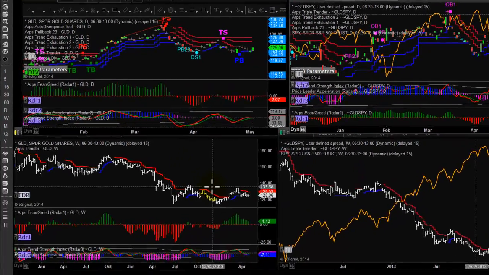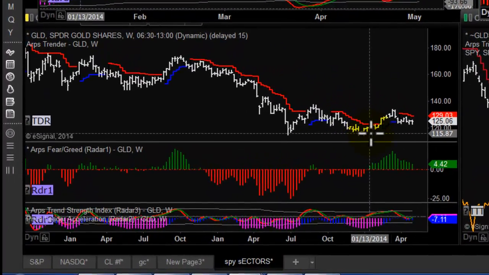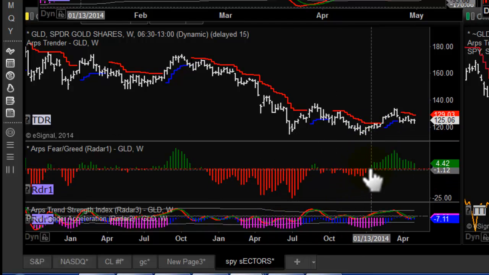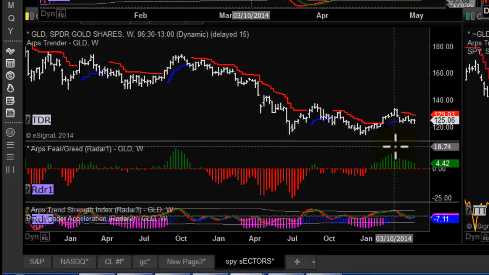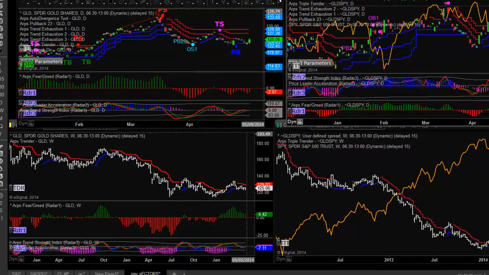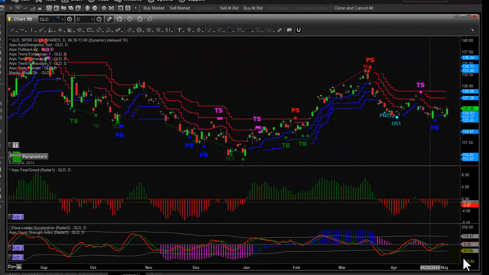If we look at the weekly chart, we can see there's been, after this beautiful bullish divergence, quite a lot of buying, and the Radar 1 Fear Greed indicator has been showing us that. And if we look at the daily, we see the same kind of divergences down here in this consolidating pattern. So although the selling is stronger than the buying, we are seeing divergences with an indication that gold will potentially move up sometime soon.